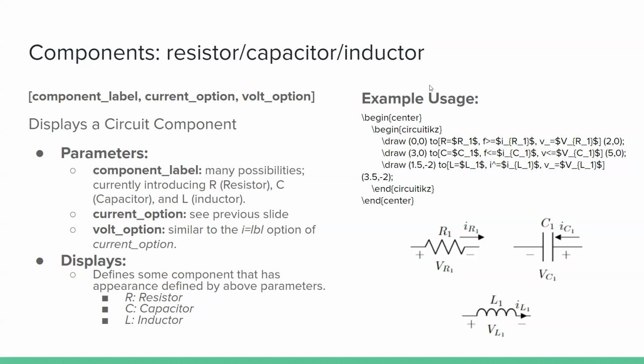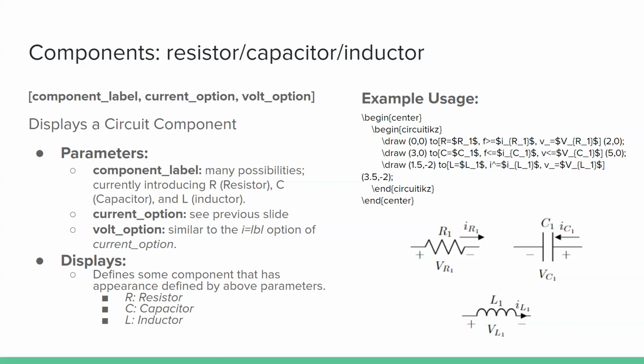So once again, the component label is very similar. It's either R, C, or L, standing for their respective circuit components. Current option is as stated in the previous slide. You have either I equal or F equal, and you can also decide the orientation of your labels based on what we're going to talk about later. And last but not least, you have volt option, which is what grants you the voltage sign convention. Let's look at the example usage here.